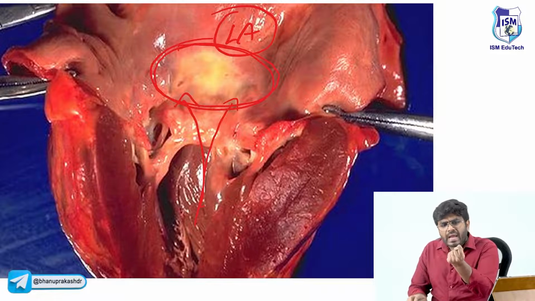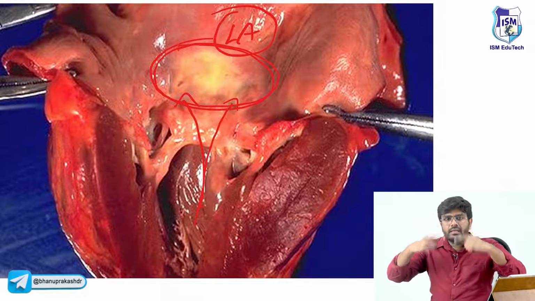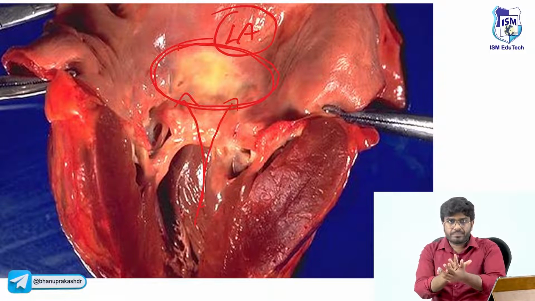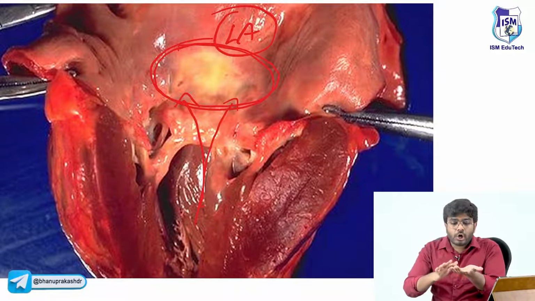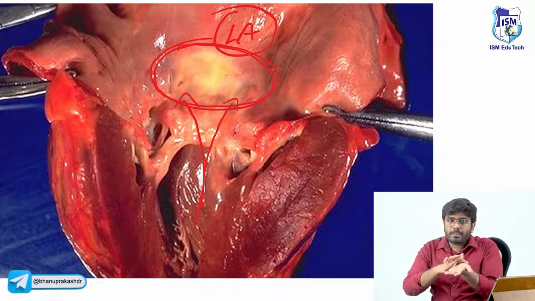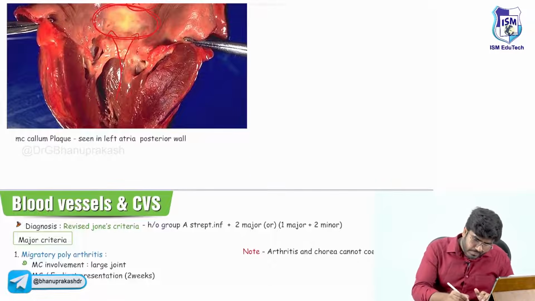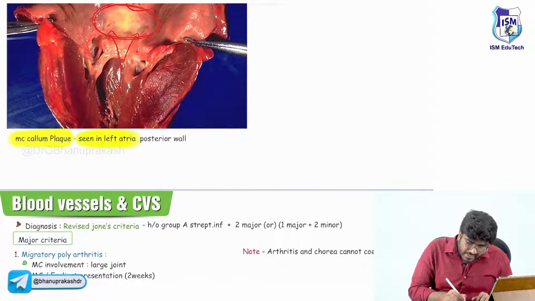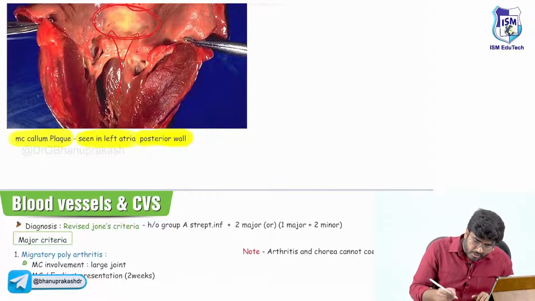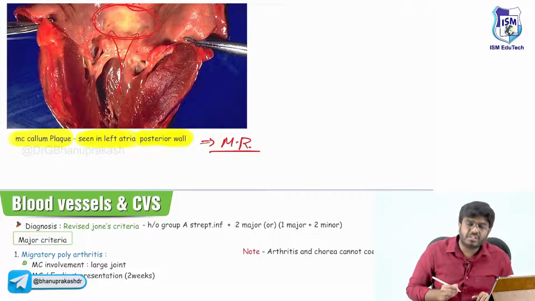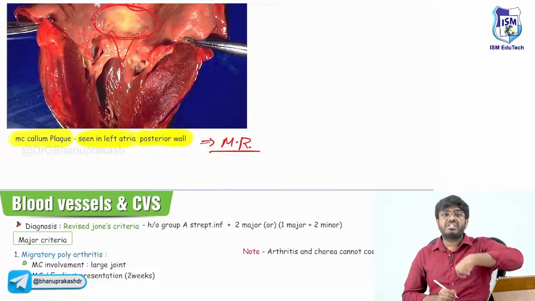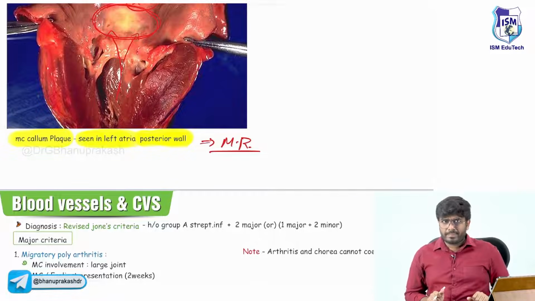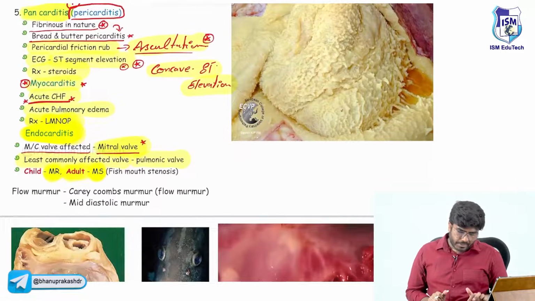So continuously with every heartbeat, from the left ventricle, the blood is getting ejected into the left atria. Now this jet of blood is striking the left atrial posterior wall. So that is causing this patch or plaque kind of appearance, which is called MacCallum's plaque. So what is this MacCallum's plaque? Where is it seen? Seen in the left atrial posterior wall. Because of what? Because of mitral regurgitation. The regurgitant jet of blood is striking the left atrial wall, causing this plaque, MacCallum's plaque. Okay, so this is also completed.